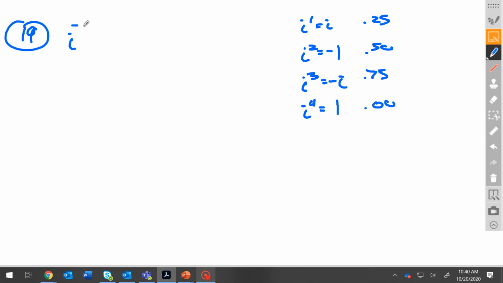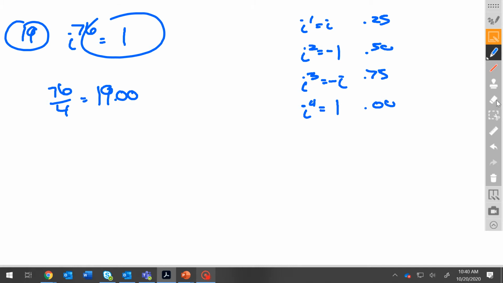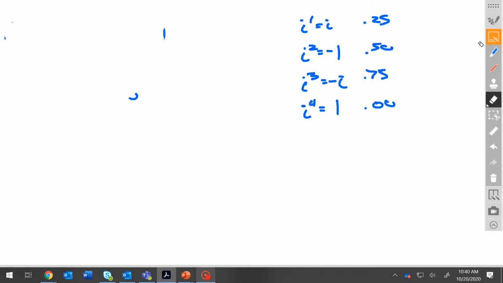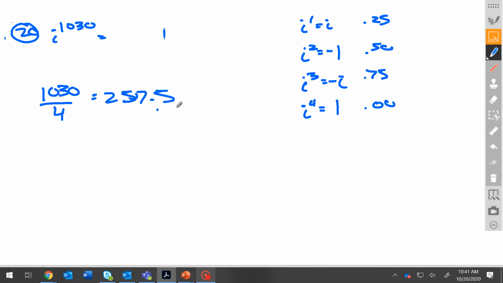19, i to the 76th power. So 76 divided by 4, it's 19 even, so 19.00. It doesn't have a remainder, it reduces to 1. Number 20, i to the 1030th power. So 1030 divided by 4, 257.5. So 0.50, that's this one right here, so negative 1.